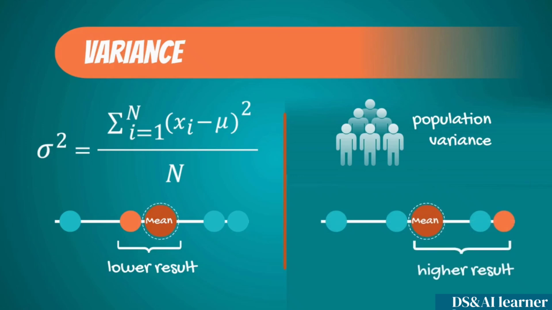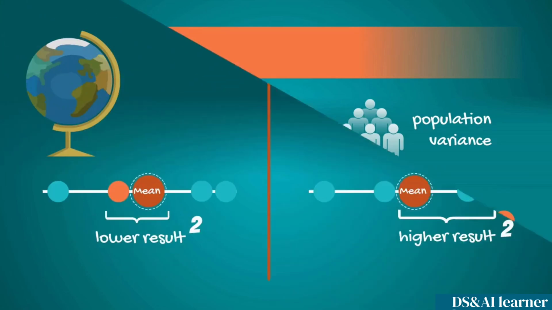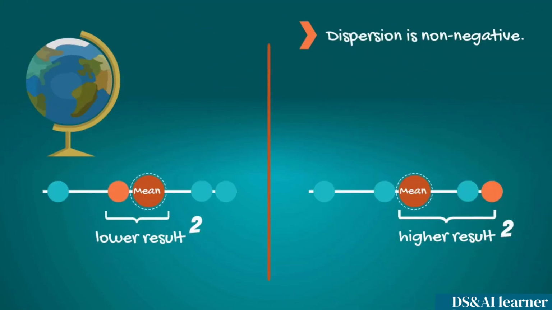Easy. But why do we elevate to the second degree? Squaring the differences has two main purposes. First, by squaring the numbers, we always get non-negative computations. Without going too deep into the mathematics of it, it is intuitive that dispersion cannot be negative. Dispersion is about distance, and distance cannot be negative.